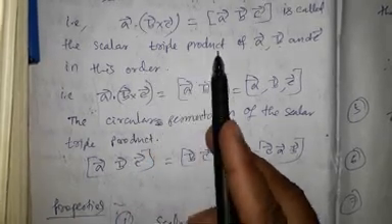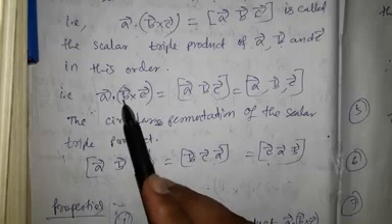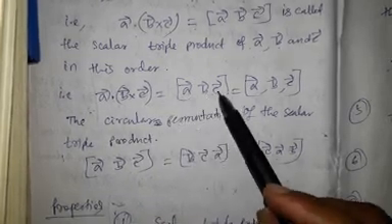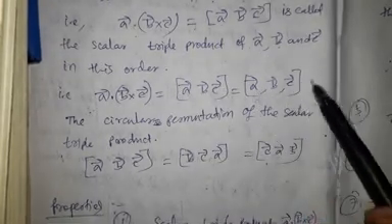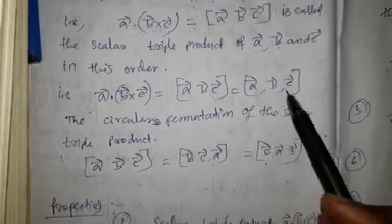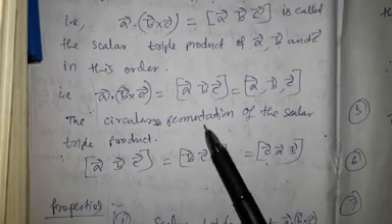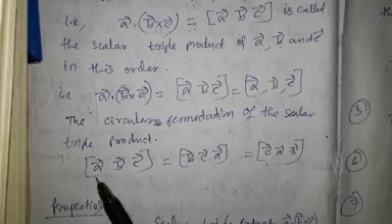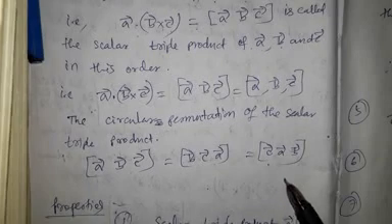The scalar triple product of A, B and C in this order, A dot B cross C, is equal to [A, B, C], that is bracket A comma B comma C bracket, the scalar triple product. You can take comma or blank also. The circular permutations of the scalar triple product, like ABC, BCA or CAB, are all equal.